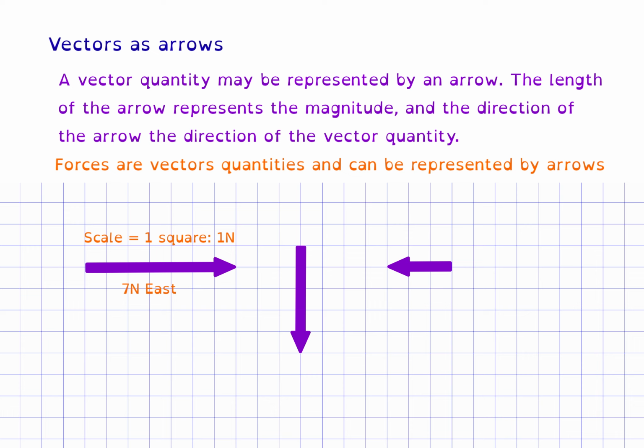In this next example, 1 square represents 2 newtons. And we have an arrow that is 5 squares long. So applying our scale to that, that would give us 10 newtons. And the arrow is pointing downwards, so we could say this is south, or we could say downwards. In this last example, our scale is 1 square is 0.5 newtons. Our arrow is 3 squares long, which means we have a magnitude of 1.5 newtons, and this arrow is pointing towards the left.